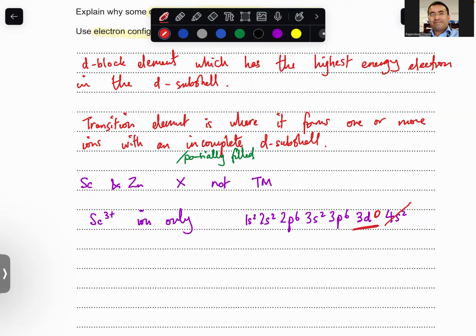Now, zinc is the same. Zinc has a 2+ ion only. And if you look at the electron configuration, the ion will lose the 2 outermost electrons, which are the 4s electrons. And here, the 3d subshell is completely filled. It's not partially filled, and this eliminates zinc as a transition metal. So you need to know these 2 examples.